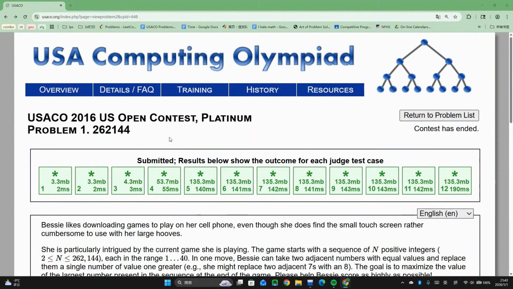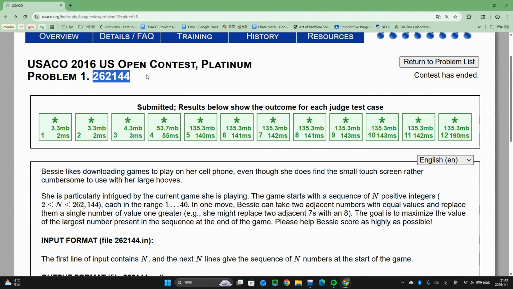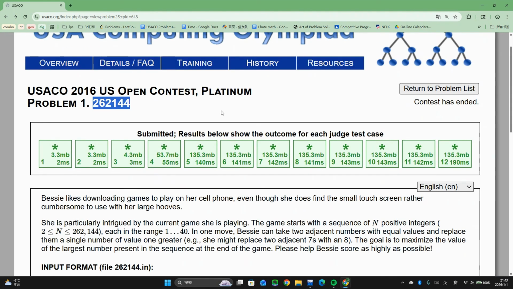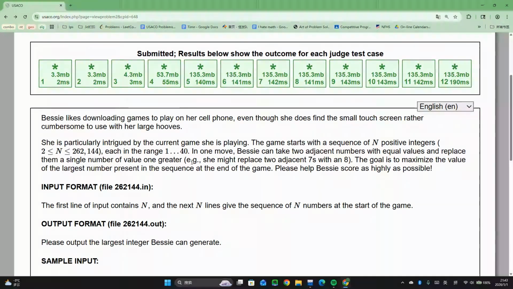Hello, everyone. Today we're looking at basically the sequel of the problem we looked at yesterday. Yesterday we looked at 248, and today we're looking at 262144. Both of these are based on the game 2048, obviously. 248 and 2048 just sound similar. And this one, 262144, is actually 2 to the 18th power. So that's actually 2 to the 7th power better than 2048, because 2048 is only 2 to the 11th.